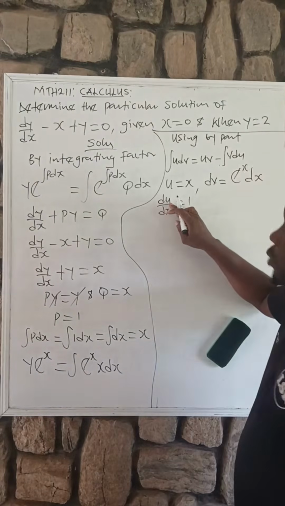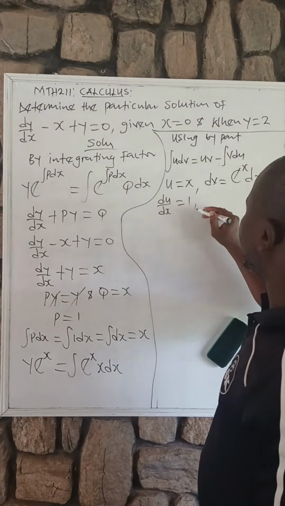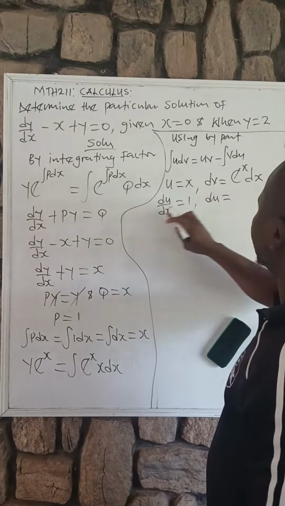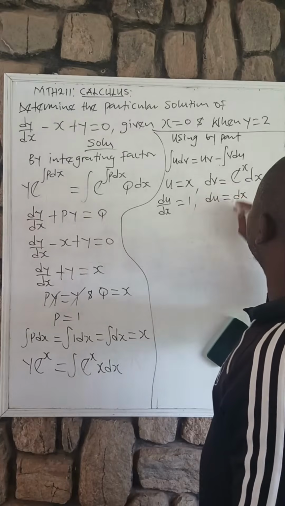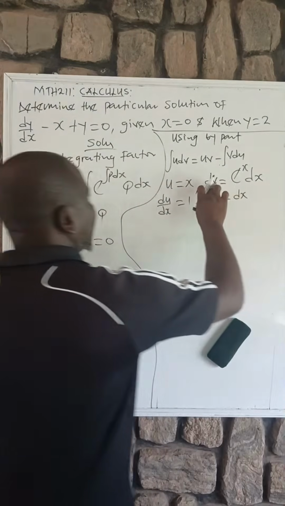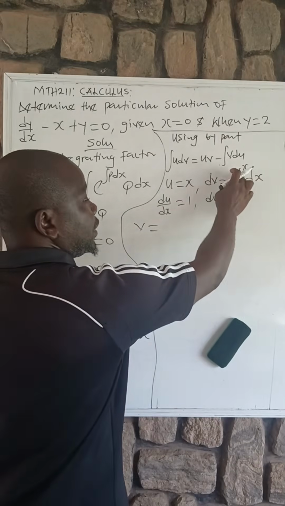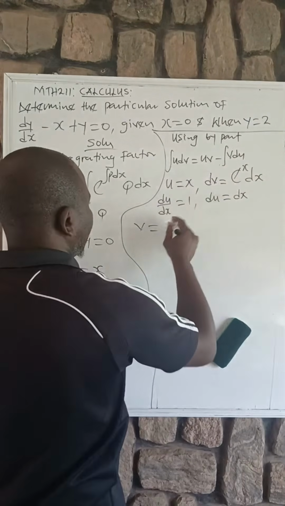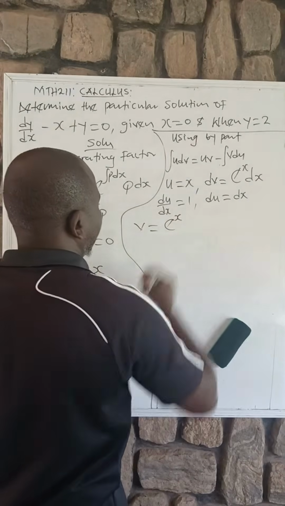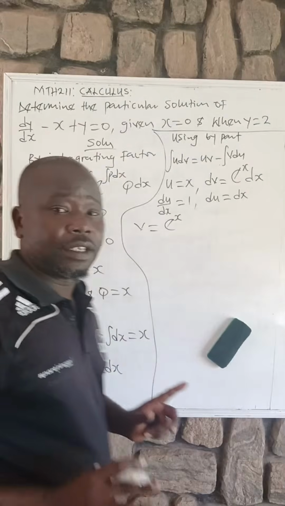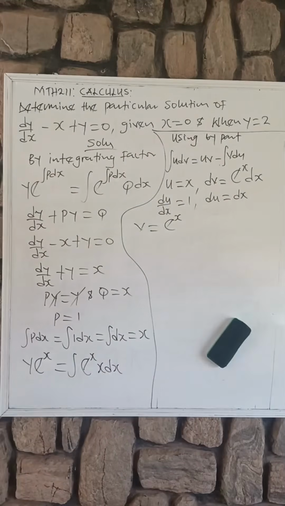Then you must make du the subject of the formula. You cross multiply. Our du is equal to 1 times dx, which is dx. Then when you integrate dv, you are supposed to have v equal to the integral of exponential x dx, and you are still going to have exponential x. Is that clear? That is how it is. Do you understand? That is how it's supposed to be.